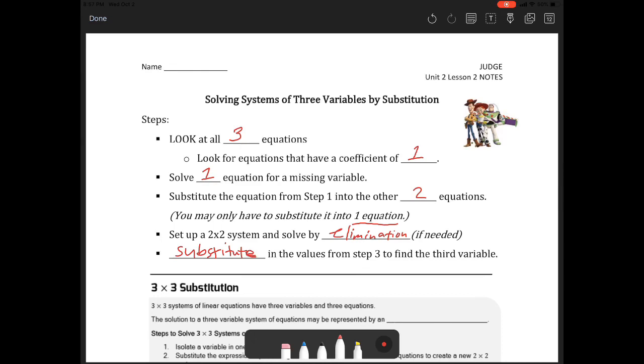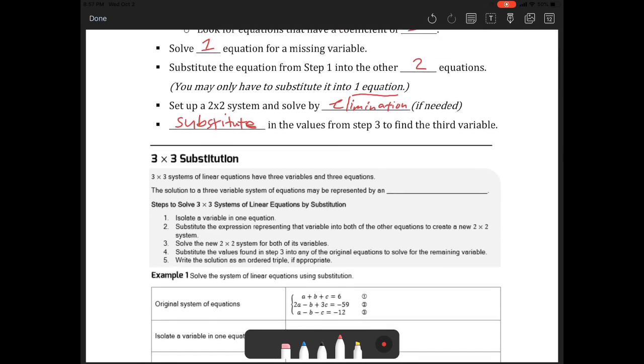So that seems like a whole lot of words, and I totally understand that, and it seems very vague. That kind of is the thing with substitution, especially with 3 by 3 equations, okay? So I'm going to go through our other steps here and see if it's going to help a little bit more, just like it has on our other ones.